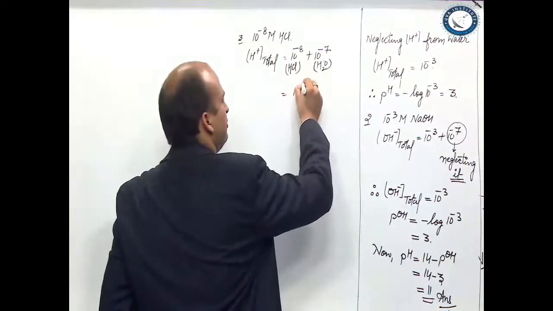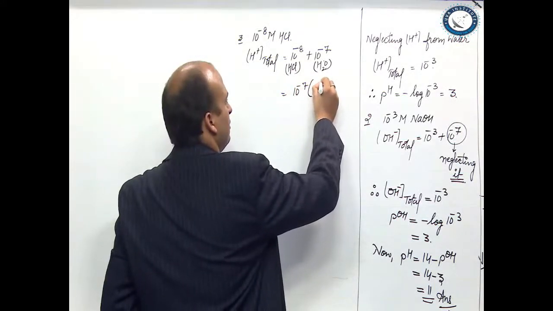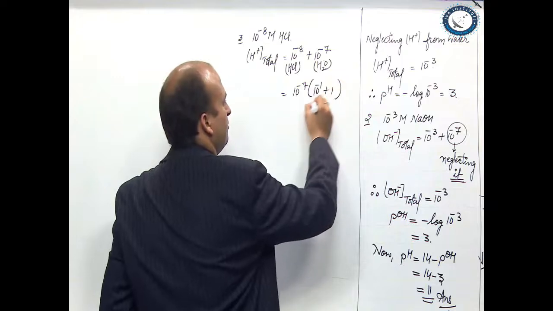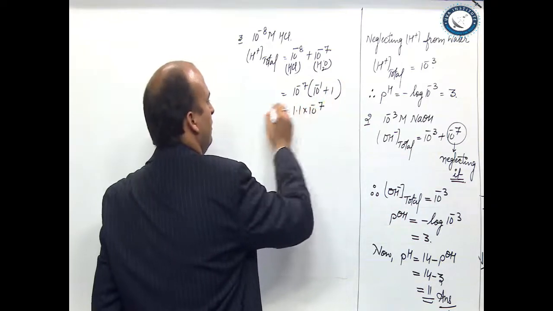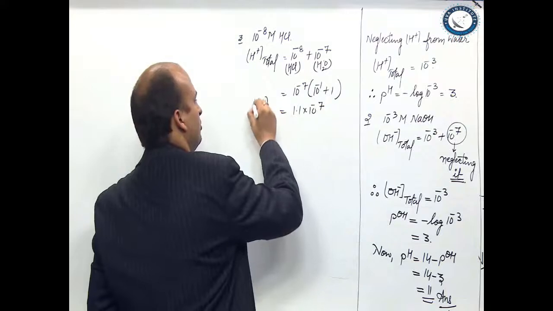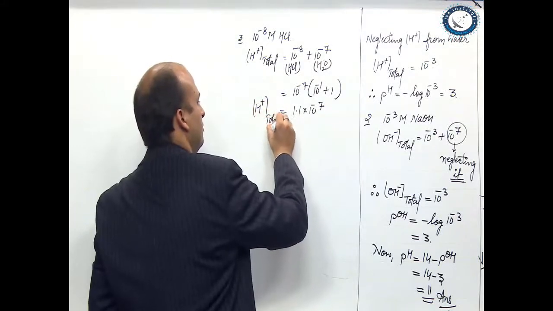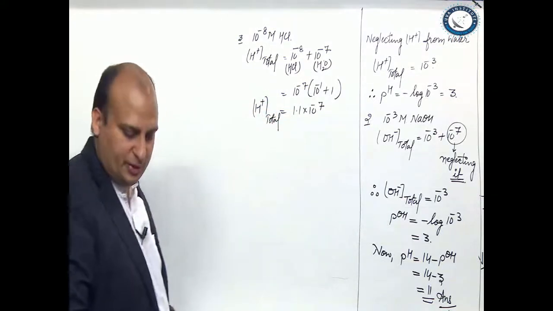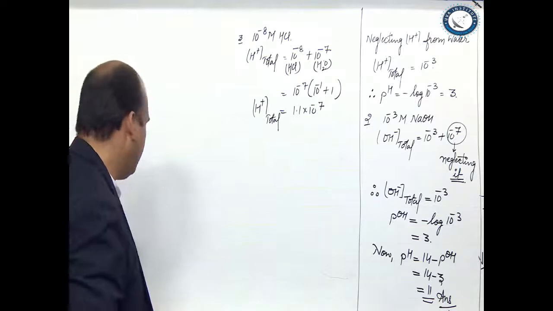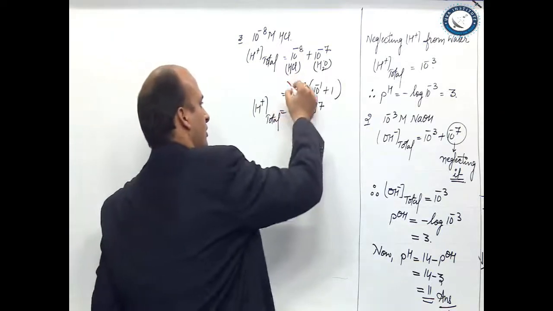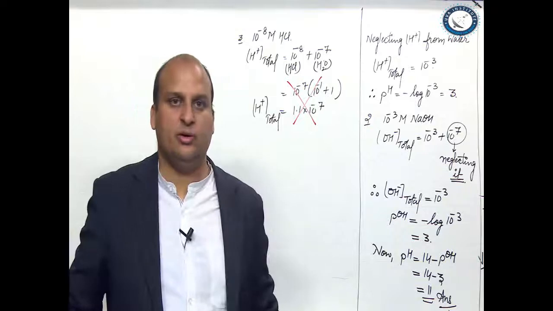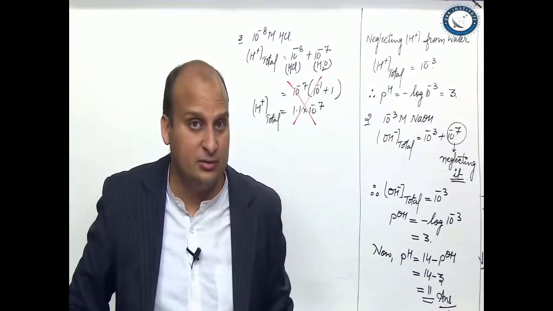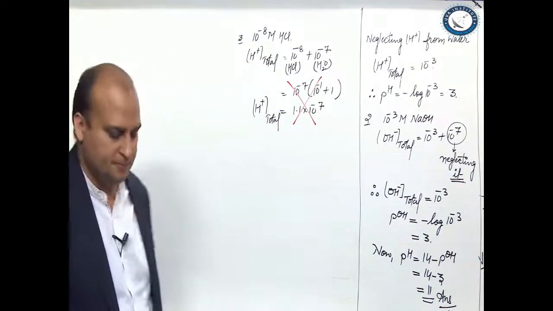They say, sir, we will take 10 raised to power minus 7 out. So this will be 10 raised to power minus 1 plus 1, which is 1.1 into 10 raised to power minus 7. And this is the H plus total concentration. And then they calculate the pH. But my dear friends, let me tell you, this part is wrong. You cannot do it like this. You'll ask me, sir, why is it so?